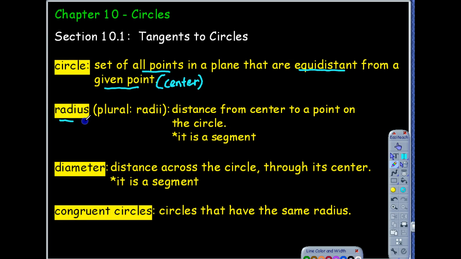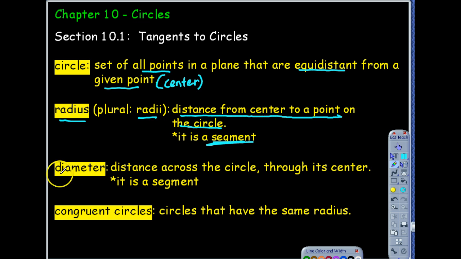All right, so a radius. We've talked about radius again. This is good. We're going to go through this kind of quickly. Radii is the plural, not radiuses. It's the distance from the center to a point on the circle. So from the center to a point that's on the circle. It is a segment. Stressing that.